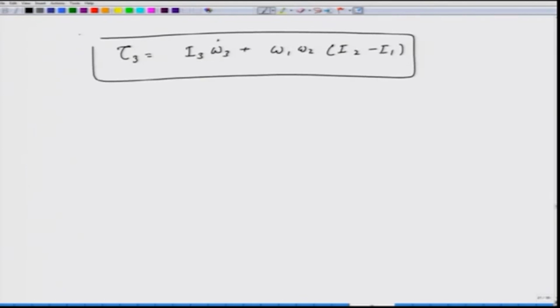So, this completes our discussion on rigid body dynamics, with the final part being solving the rigid body dynamics using the Euler equations.